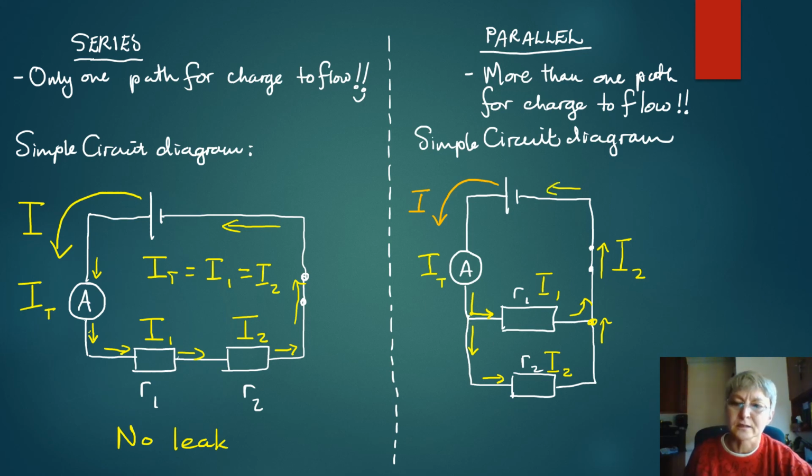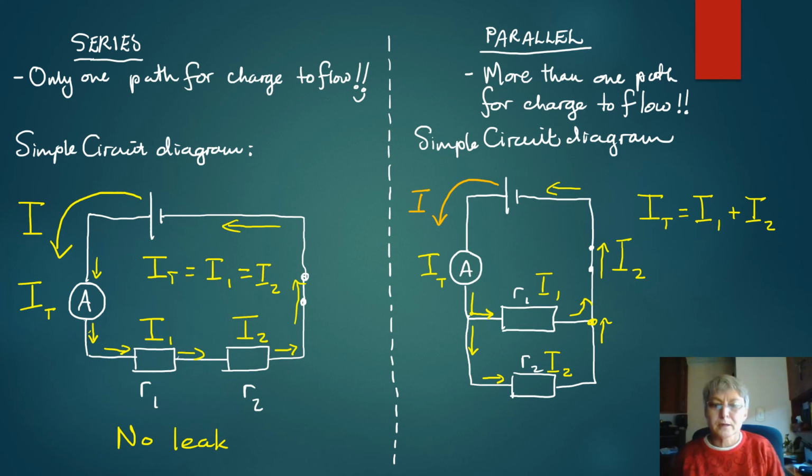So in this case, the total current in the circuit measured by the ammeter is split. The current flowing through R1 will add to the current flowing through resistor 2 in order to get the total current. So parallel circuits are called current dividers.